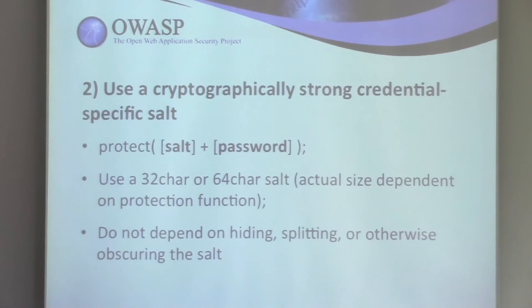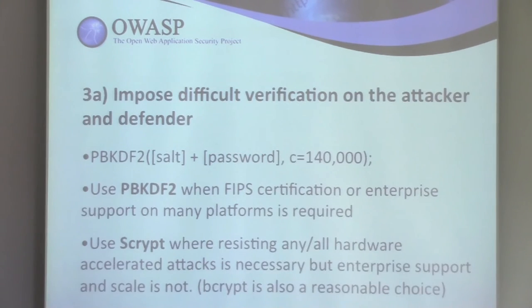In the world of symmetric and asymmetric cryptography, it's called an IV, initialization vector. Same thing, deduplicating ciphertext even when the plain text is the same. All right, number three. We want to make this tough on the attacker. We want to use a slow algorithm on purpose.